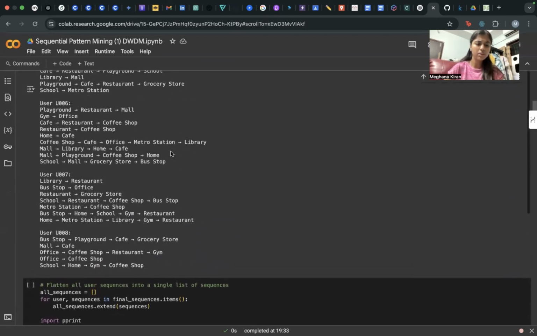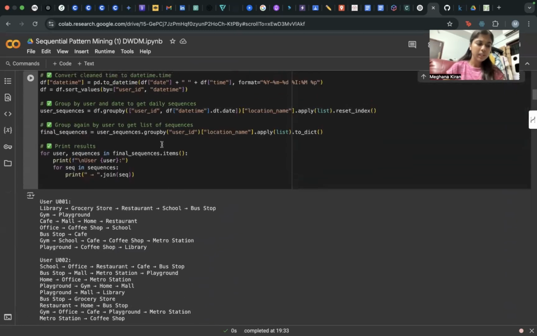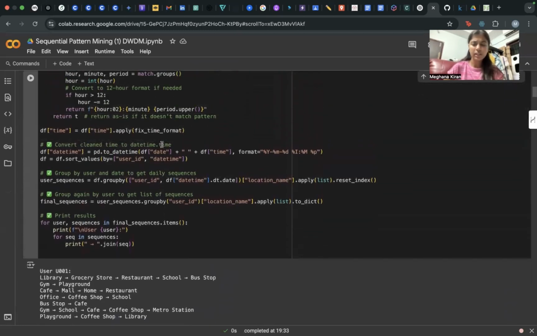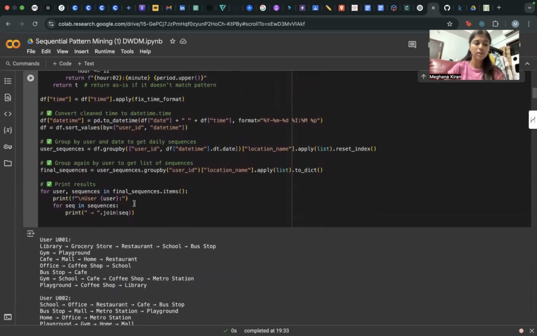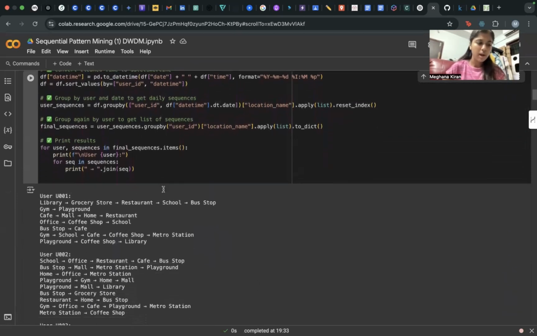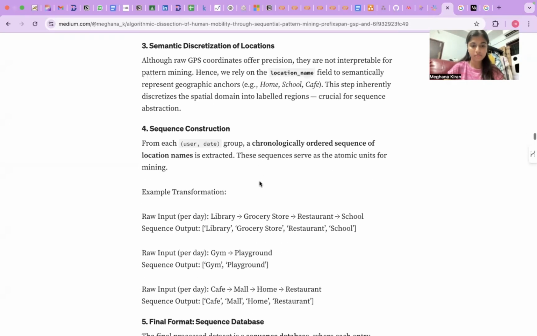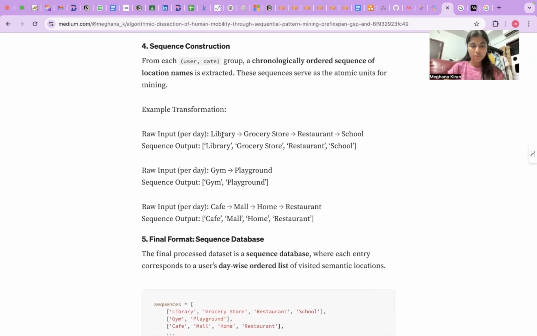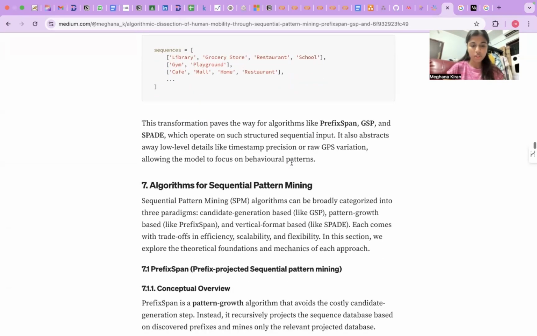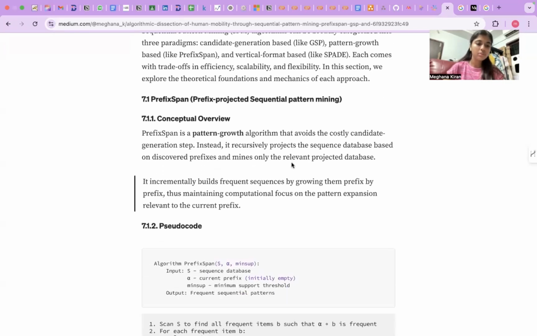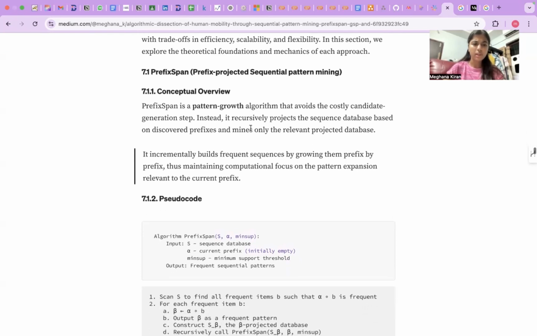So this part was mainly about cleaning up the data. I dropped the unnecessary columns like latitude and longitude, sorted the sequences by time, converted them into sessions, and stored them in a sequential format. So this is how it was previously, and it was converted into a list now, as we have seen in the notebook.